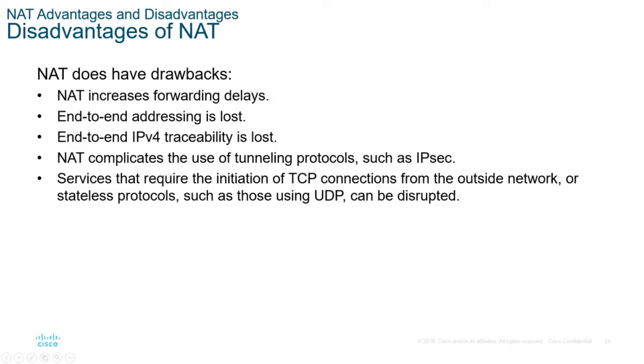Drawbacks, though: there is some additional overhead because I have to translate every single frame that goes out towards the internet. That's going to cause a lot of additional overhead, so we have to make sure that we plan for a router that can handle the amount of throughput and traffic that's going to have to be processed. It's not that big of a deal in most scenarios, but it is something you have to think about. One of the biggest issues is that we do lose full end-to-end connectivity.